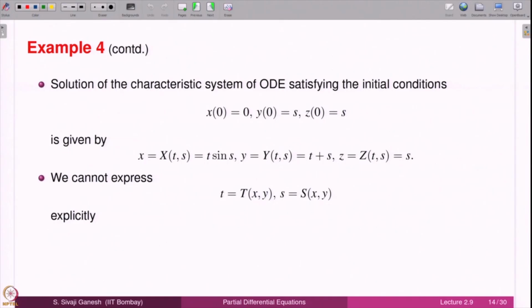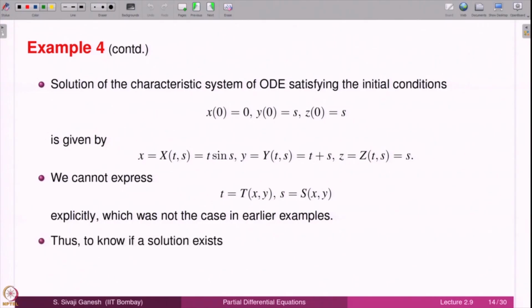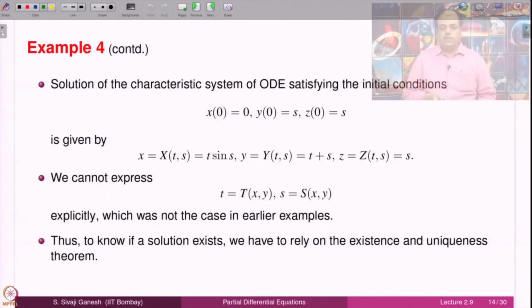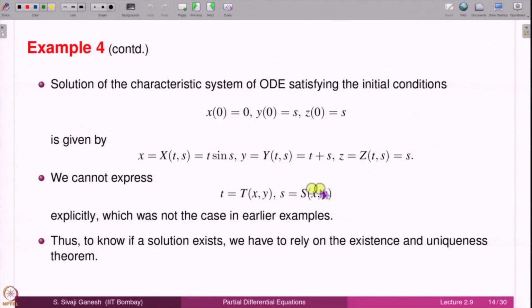Then I ask, is it possible for anybody to express at all, which means is the inverse function theorem applicable? We will check that. This was not the case so far. In all the earlier cases we could solve, maybe as a bad function of x and y, it does not matter, but we could explicitly solve. Here explicitly we are not able to solve, fine. So, to know if a solution exists, we have to rely on the existence uniqueness theorem now, we have no choice. So, in this example we are not going to get an explicit form of the solution because we are unable to invert, we are unable to write t and s as functions of x, y.